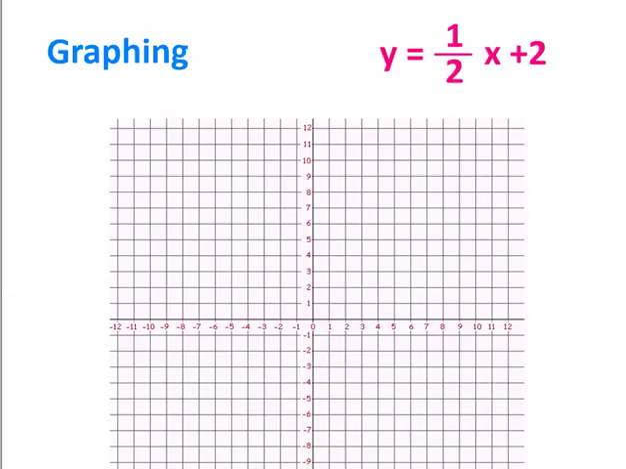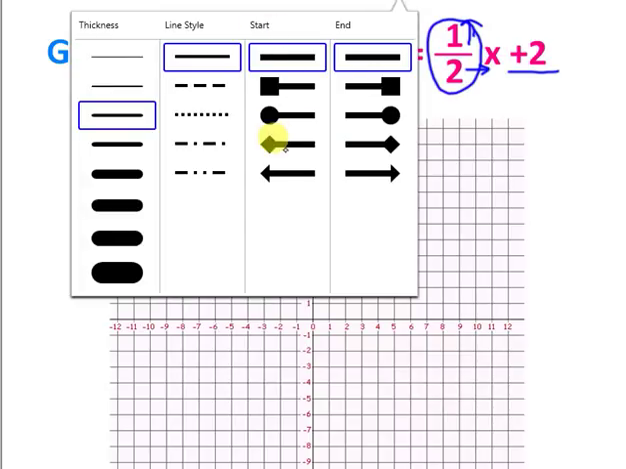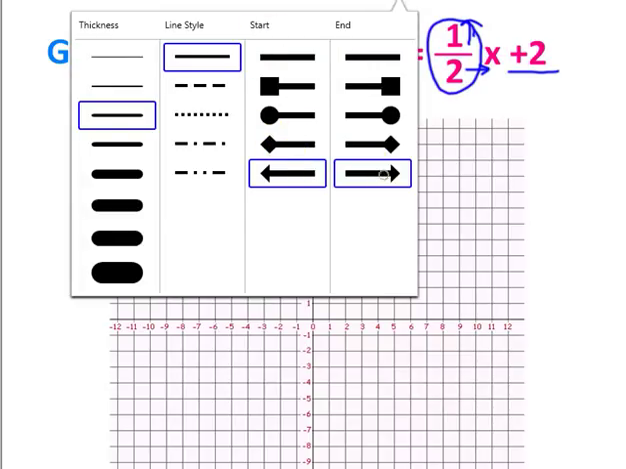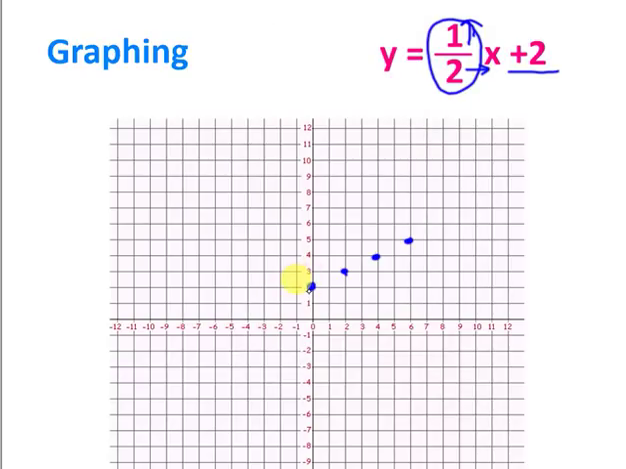All right, next one. So here our y-intercept is positive 2. And our slope is 1/2, which means we're going to rise 1 and run 2. So up 1, right 2. Up 1, right 2. Up 1, right 2. And like I said, just give yourself about 3 of them or so, enough so you can get a really straight line.